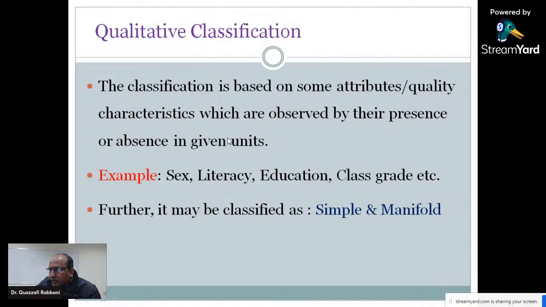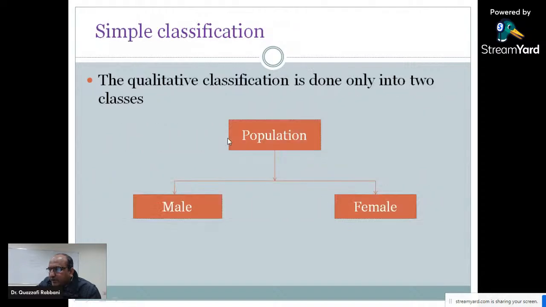So see how to classify qualitative data. Simple classification of qualitative data: in simple classification we only divide in two ways. For example, we have a population. Now the population is divided by gender, male and female. So this is the simple classification of qualitative data. The whole population is divided into only two classes.